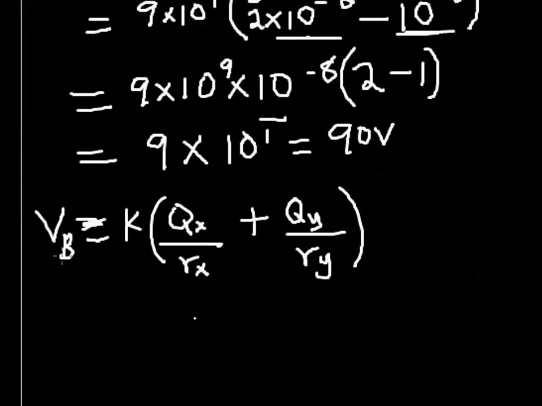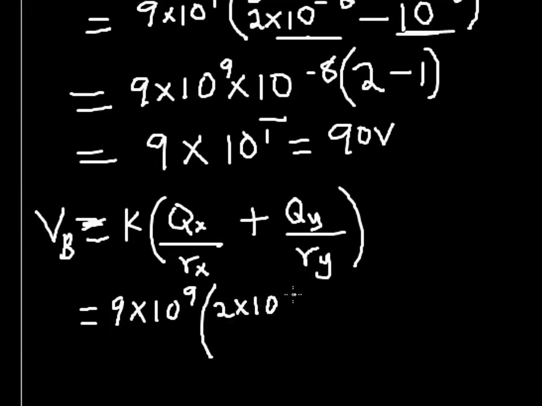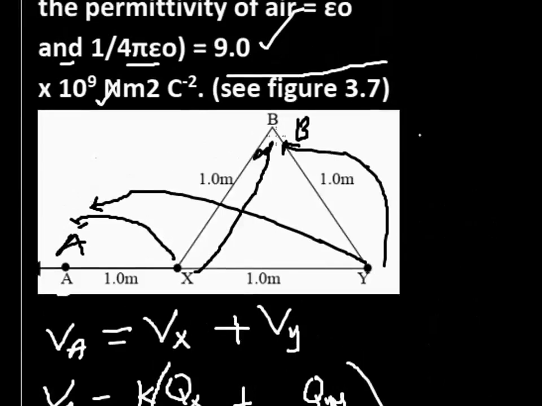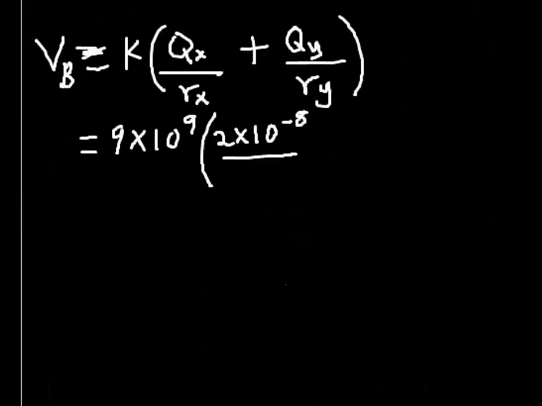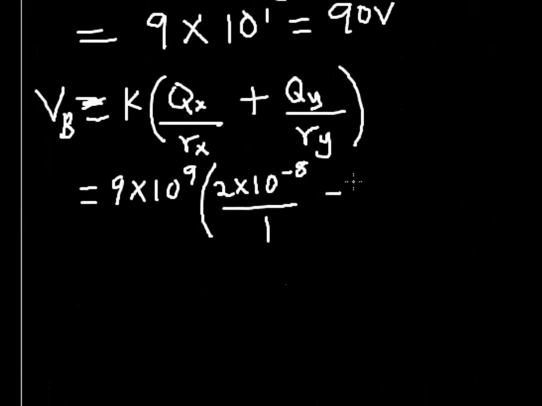Okay, so let's go there. 9 times 10 raised to the power of 9, times 2 times 10 raised to the power of minus 8, divided by the distance. Of course, the distance has changed now because we are considering B, but it's still 1. All of them are 1. So, 1 minus 2 times 10 raised to the power minus 8 divided by 1.